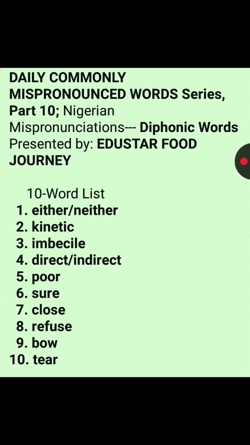There are 10 words we are going to look at here, but before that, we want to see Nigerian pronunciations as you see it here, and then this is Diphonic Words. We are studying Diphonic Words as the last batch of our study on the Daily Commonly Mispronounced Words series. So the words here are number 1, E-I-T-H-E-R, and then N-E-I-T-H-E-R.